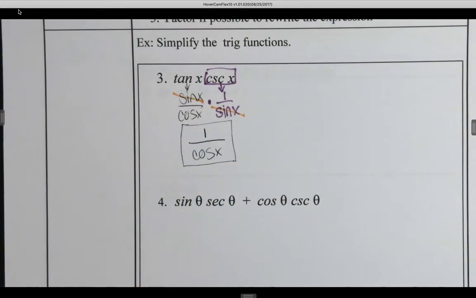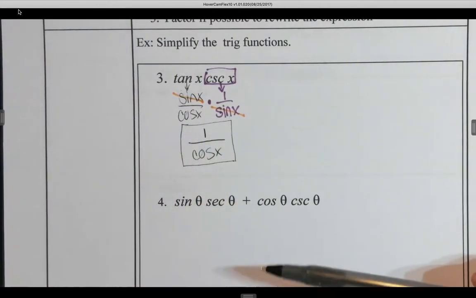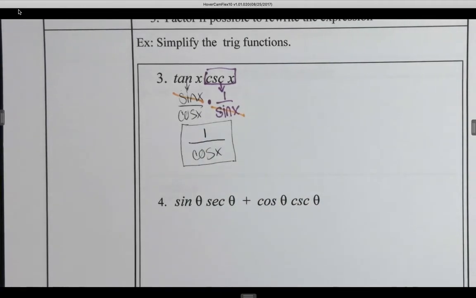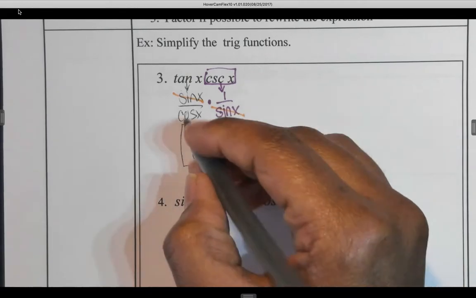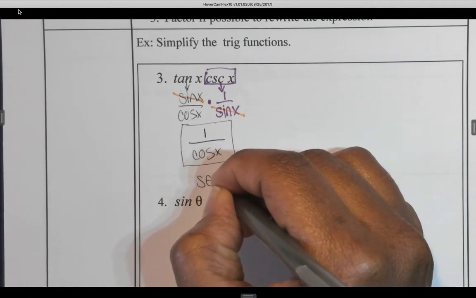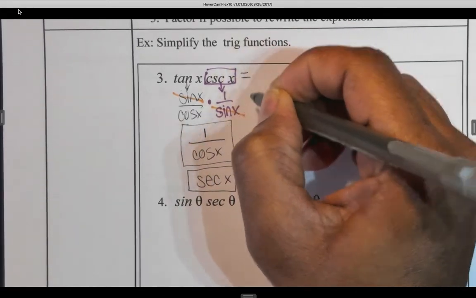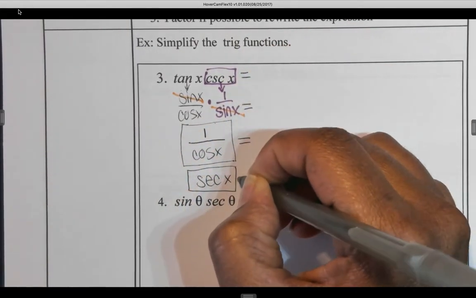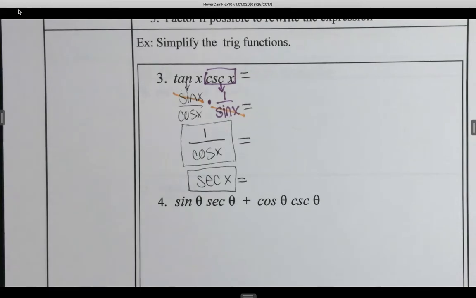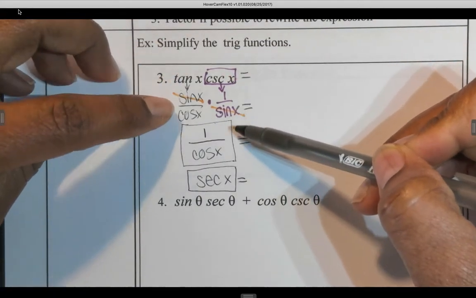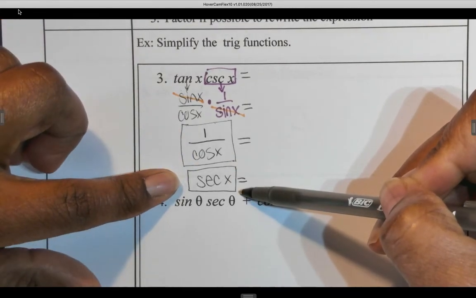Could I do more? Could I rewrite even this expression? Yeah, I could keep going. 1 over cosine, if I look at my reciprocals, the reciprocal of cosine is secant, so this is also just secant x. So I have all these equivalent expressions, and when we're simplifying, that's all we're really asked to do. Generally, it's take a big expression and simplify it down, if you can, to a smaller expression.